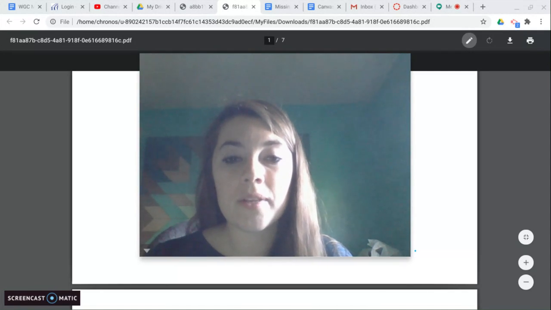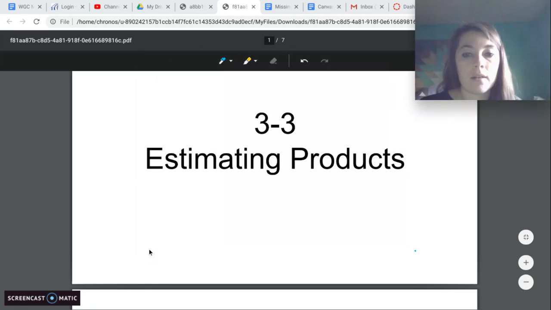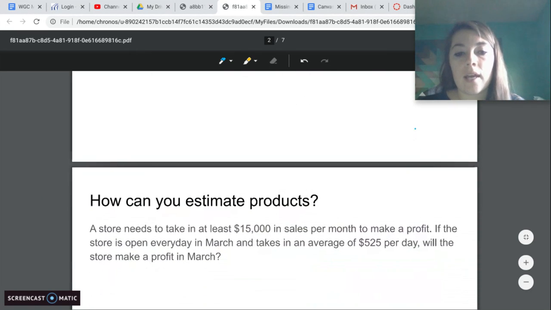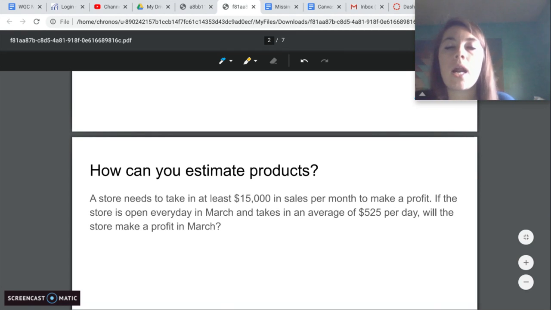Welcome back. What we're looking at today is 3.3, estimating products. Similar to when we were estimating with adding and subtracting, estimating with products means we're going to round our numbers or use compatible numbers to find approximations of our products. So how can you estimate products?